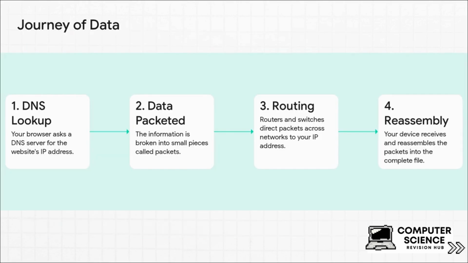So let's put it all together and retrace the journey. First, your browser used DNS to find the IP address for the server where this explainer lives. Then, all the data for it was chopped up into tiny pieces called packets. Those packets were then shot out onto the internet where routers and switches guided them, hopping from network to network, all addressed to your unique IP address. And finally, your device caught all those packets and put them back together in the right order so you could watch this. It's pretty amazing when you think about it, right?